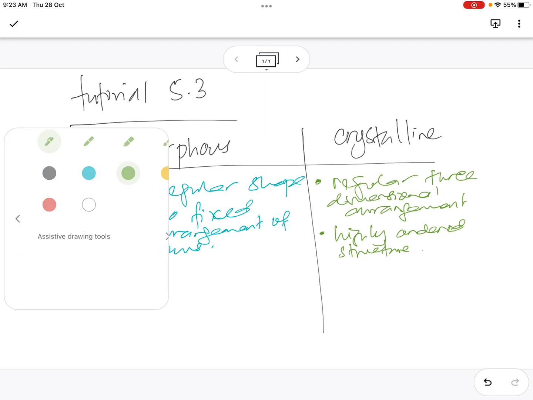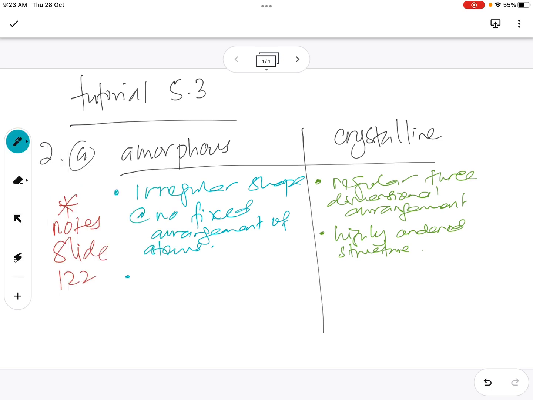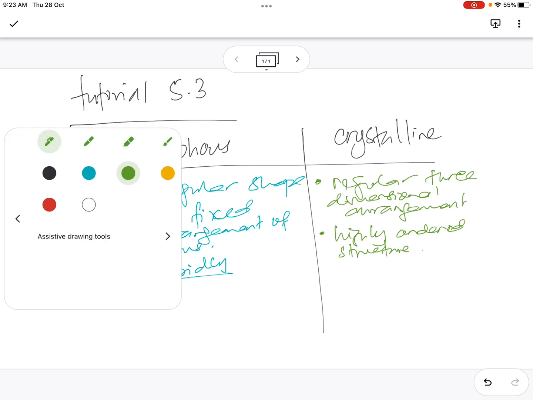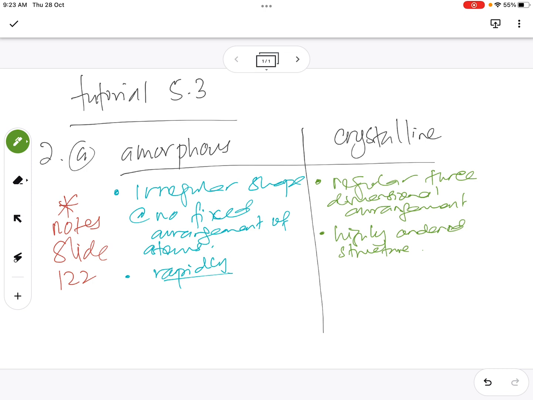Okay. The second difference will be, also I see from the notes, slide 122. You form amorphous solid when liquid is cooled rapidly. When the liquid is cooled rapidly, disejukkan secara cepat, rapidly lah. Okay. So you get amorphous solid. For crystalline solid, you cool the liquid slowly. Okay, that's the difference. Second difference. Disejukkan secara perlahan. Then you get a crystalline solid. Okay.